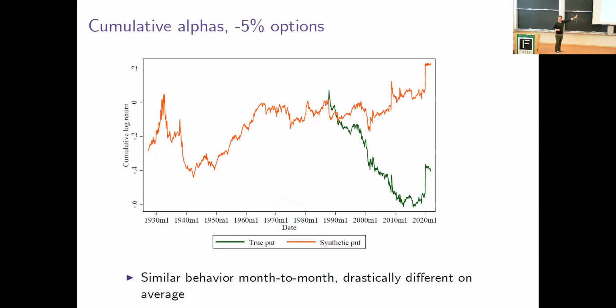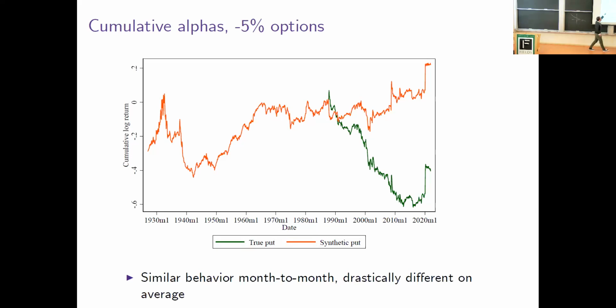So first, let me show you the returns. I'm going to show you a couple of things. These are cumulative alphas from writing puts. This is writing put options that are 5% out of the money every month. Your cumulative alpha is just catastrophically negative. You have a Sharpe ratio of about -1.5 here. You're just getting killed. This is the past work.